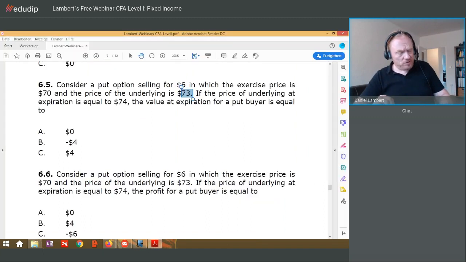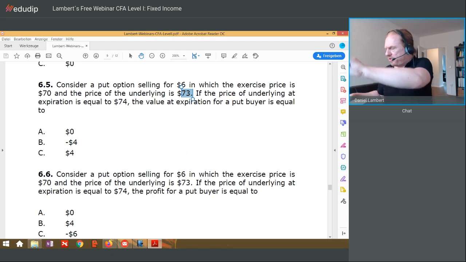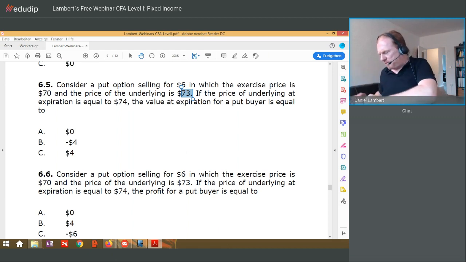Now, in order to answer question number 5: the value at expiration for a put buyer is equal to 0 or -4 or +4. What is your answer to this question? Question number 5.